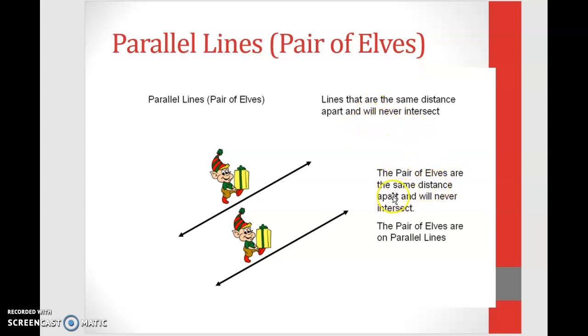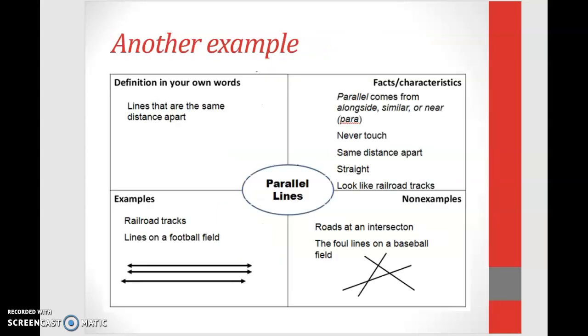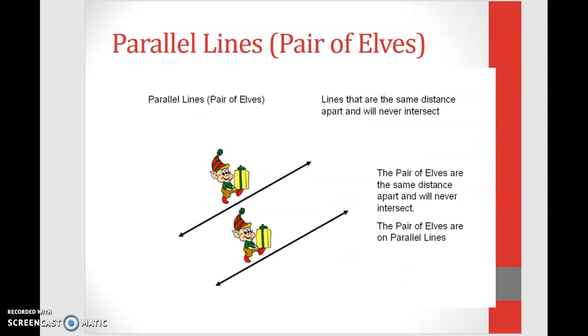The pair of lines are the same distance apart and will never intersect. The pair of lines are on parallel lines. So of course, what you could do, you could start with the Frayer model first, right? Parallel lines, and then you could move into the keyword or something like that, parallel lines.